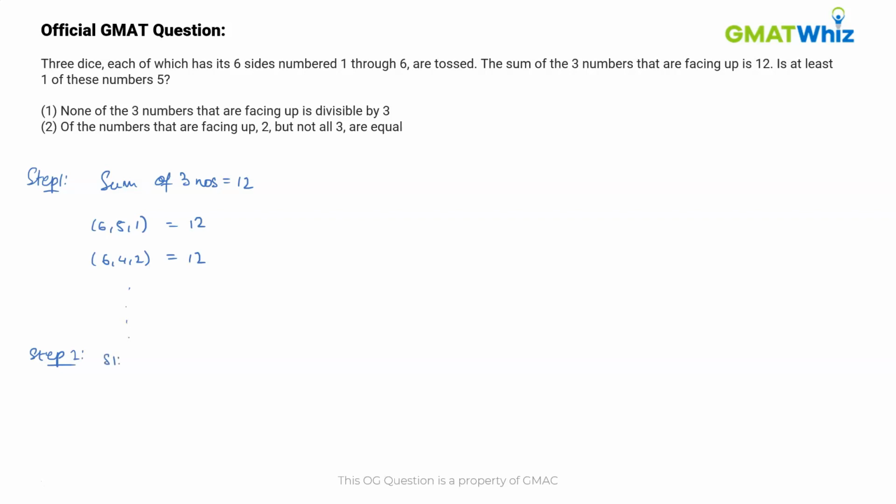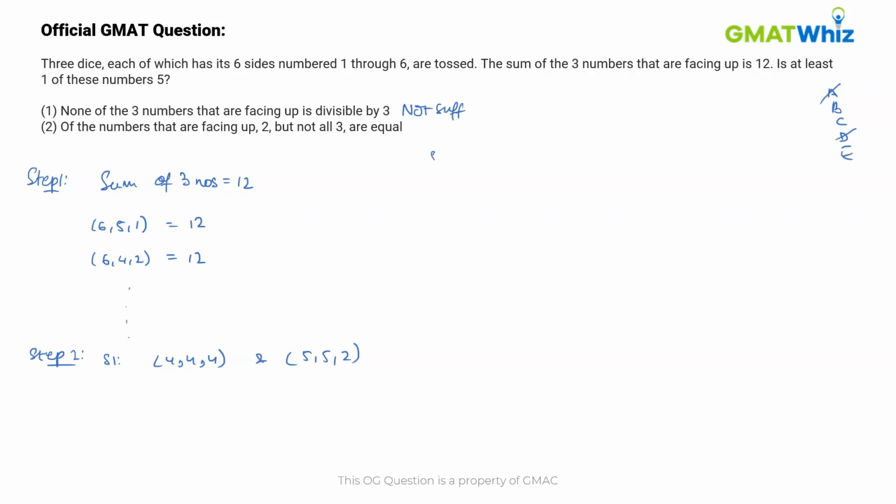Now statement 1 tells us that none of the 3 numbers that are facing up is divisible by 3. The cases which are possible are 4, 4, 4 and 5, 5, 2. However, there is no extra information to eliminate either of the 2 options. So we are not getting any unique answer, and statement 1 is insufficient, and out of the given options we eliminate A and D.